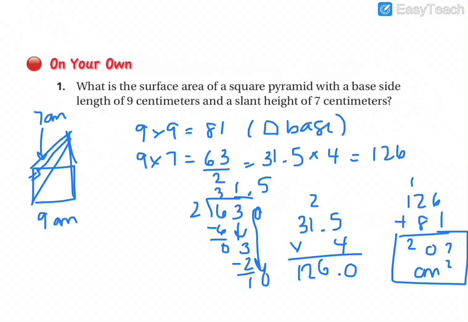Okay, so I just drew the 3-dimensional version of it. I did not draw the net. If I'm looking at the bottom, it's 9 by 9, it's going to be 81, that's the square base. And then each of the triangles is going to be 9 by 7, which is 63, but they're triangles, so you've got to cut them in half. That's going to be 31 and a half, but there are 4 of them. So multiply by 4, you get 126, and then add that to the 81, and you'll get 207. 207 centimeters squared. So that's for on your own, number 1.